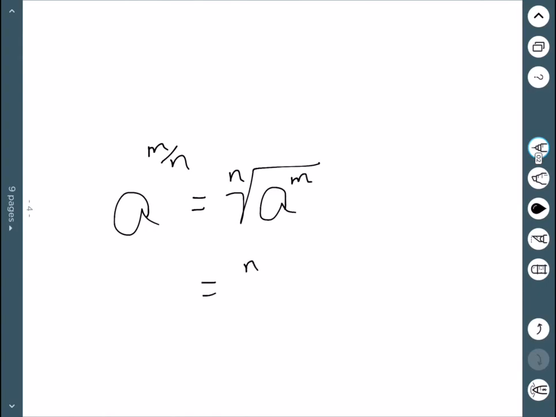This only considered roots with powers to the 1 over a number. But what if it's a generic fraction? A to the m over n. Well, this is the same thing as the nth root of a to the m, or the nth root of a, all raised to the m power. So the denominator tells you what root that you should be taking, and the numerator tells you what power you should be taking.